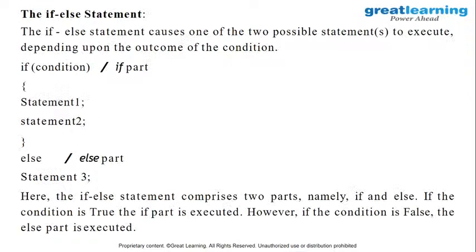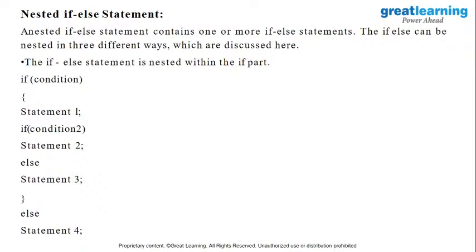Now let's see a simple if else program, right? So an if else statement causes one of the two possible statements to execute, depending upon the outcome of the condition. Let's suppose you have used if 1. Now the if statement will be executed, statement 1. Now if you wrote if 0, right, then the else part will be executed. Here the if else statement comprises two parts, namely if and else. If the condition is true, the if part is executed, else if the condition is false, then the else part is executed, right?